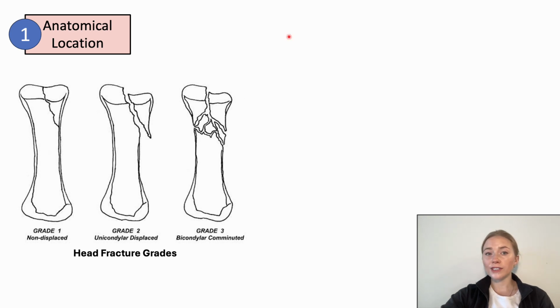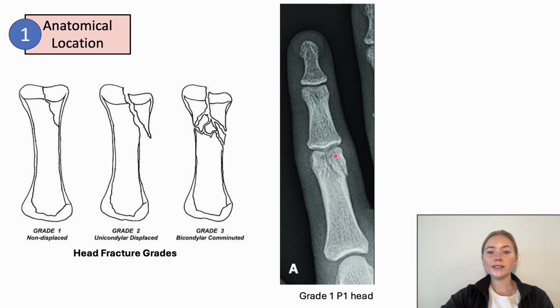Head fractures are often divided into 3 grades. So grade 1 is non-displaced and stable. Grade 2 is unstable and involves one condyle, so one edge of the bone. And then grade 3 is unstable and comminuted, so it involves both condyles. This head fracture, so the one that we saw from the last slide, would be a type or grade 1, as it only involves one condyle and it's not displaced.